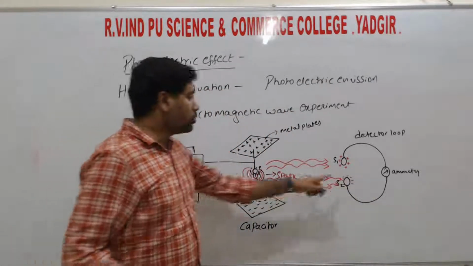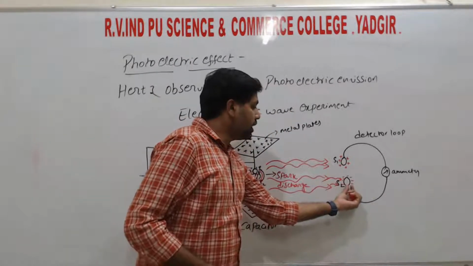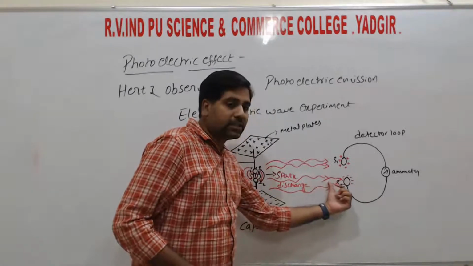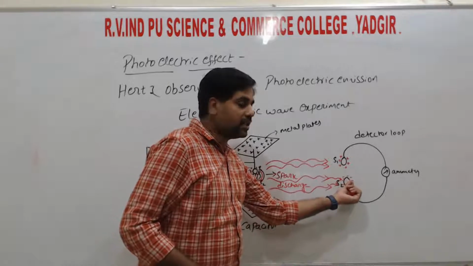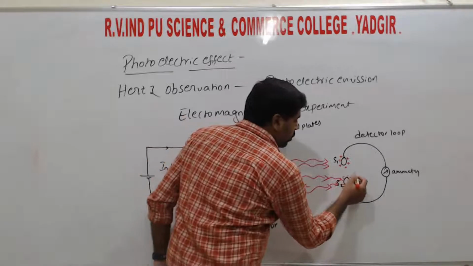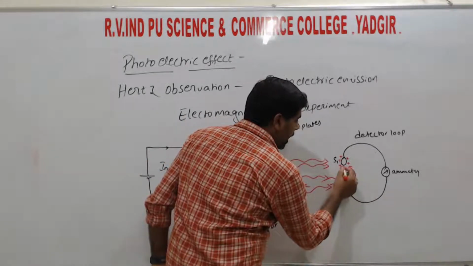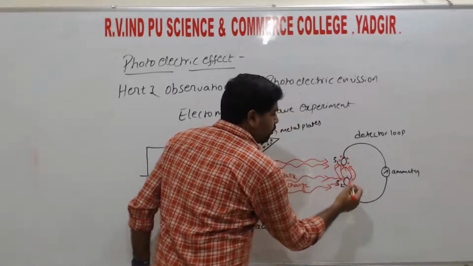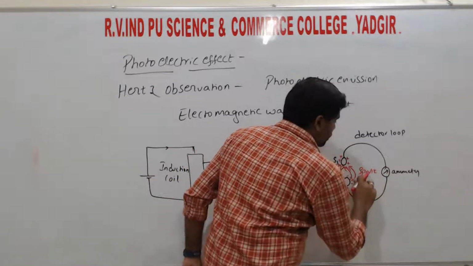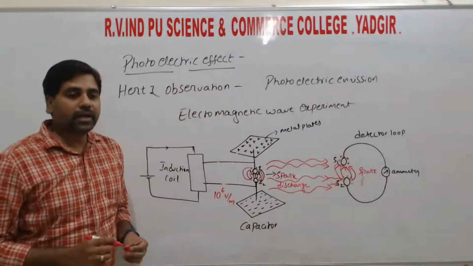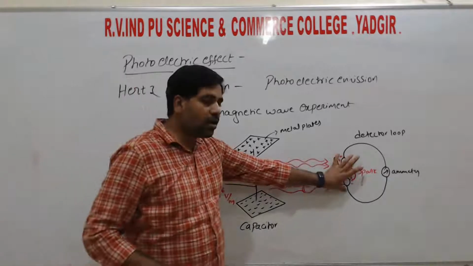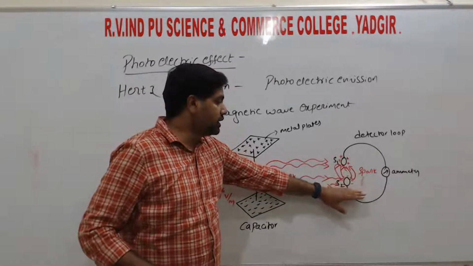Right? So in this loop also the electrons observe the radiations and gain energy. Then they start to escape from this metal surface. Then they move in all directions, and we observe the spark in this loop also. So spark will be observed in the detector loop also. If we increase the intensity here, then here also the sparking intensity is more.